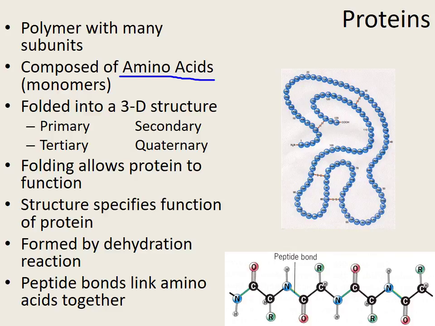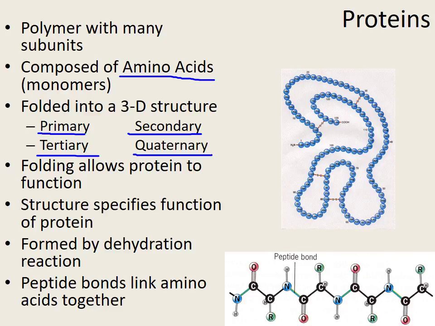Essentially, what's going to happen here is because of these amino acids attaching together, they are going to fold into different 3D structures. So we're going to talk about each of them: primary, secondary, tertiary, and quaternary. There is a difference between all four of them, and I will definitely ask you this question on the test. The folding of these amino acid chains will allow for the protein to function.